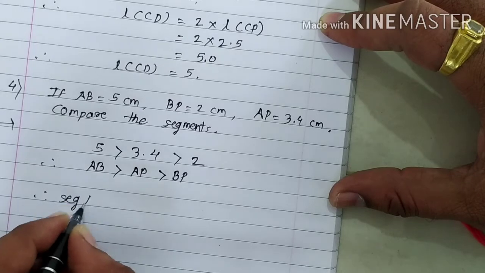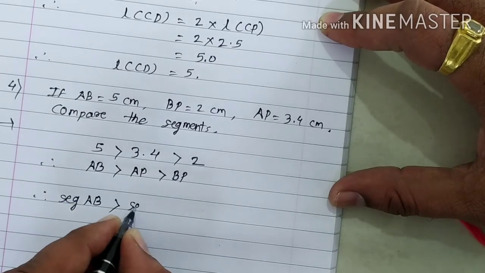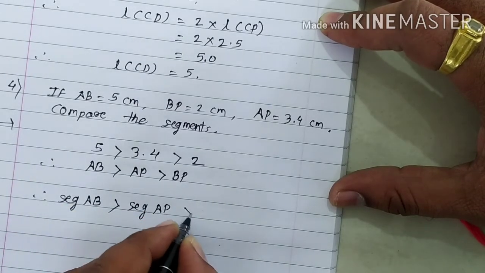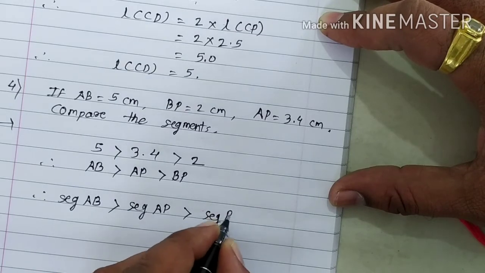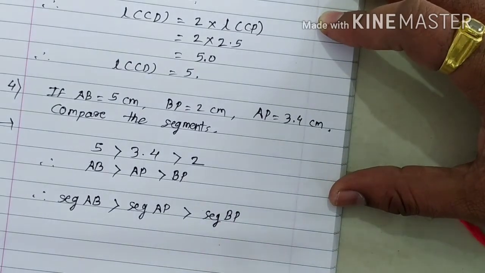Segment AB is greater than segment AP, greater than segment BP. So to compare the segments, we have to compare their lengths.